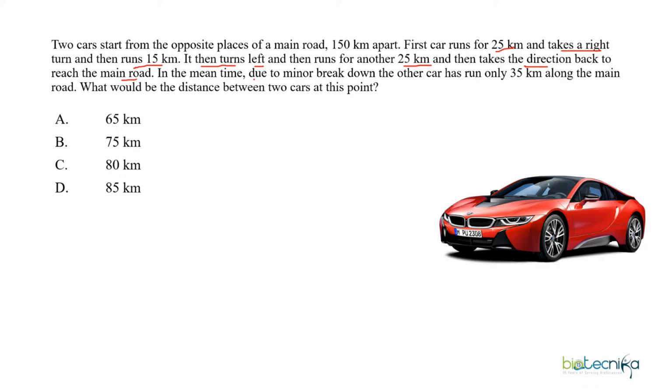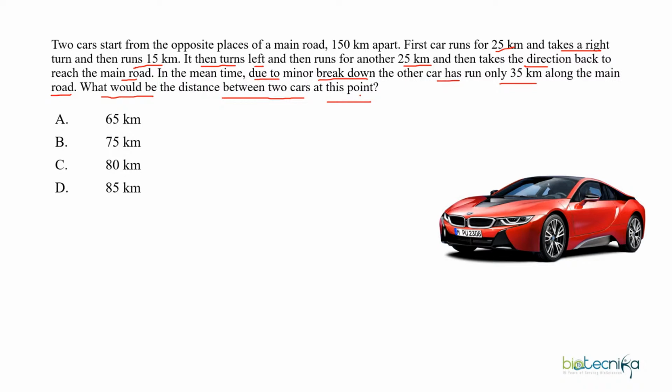इन द मीन टाइम, ड्यू टू a minor breakdown, the other car has ran only 35 kilometer along the main road. ठीक है. तो पहला गाड़ी क्या है, बहुत सारा टर्न्स लेकर के चला वो, लेकिन सेकंड गाड़ी क्या है, he ran only 35 किलोमीटर. ठीक है. सो यहाँ in the question it is asking what would be the distance between the two cars at this point. मतलब दोनों का ट्रैवल करने के बाद वो लोग कितना डिस्टेंस ट्रैवल किया.